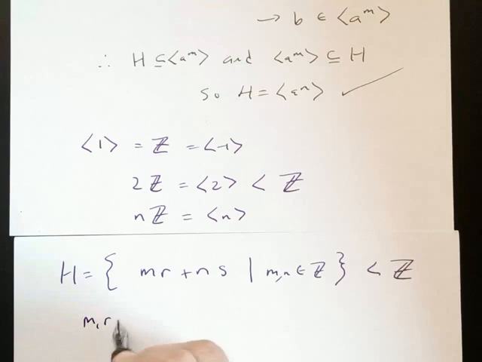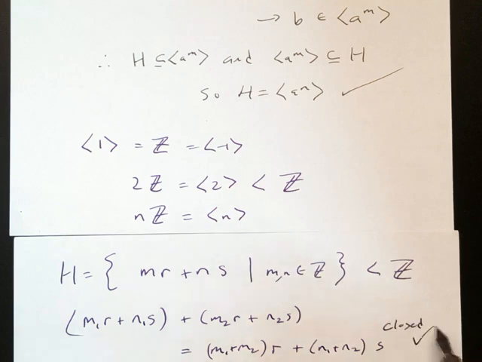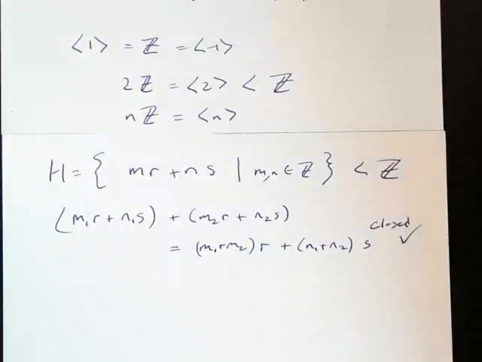M1R plus N1S plus M2R plus N2S. Rearrange and you get (M1 plus M2)R plus (N1 plus N2)S. And isn't that of the same form as this thing? Closed. Technically, I should do things like show that the identity is in there. I should do things like show that inverses are in there.